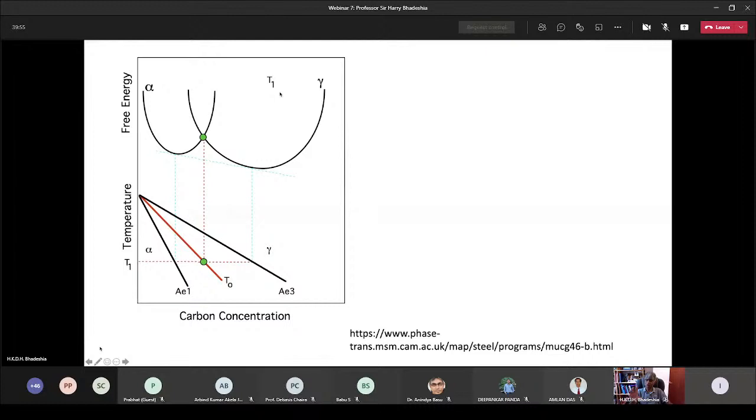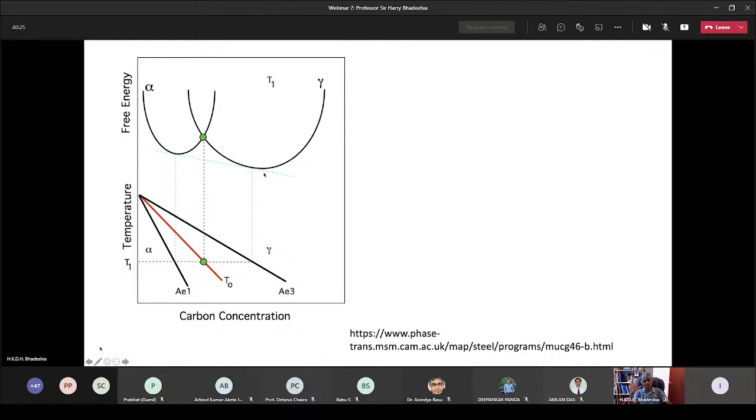I will repeat my explanation. This is the free energy curve of ferrite and of austenite at a particular temperature. And the equilibrium composition of austenite and of ferrite is given by drawing this common tangent, which touches both of these curves. And that gives us our equilibrium phase diagram, the AE1 phase boundary and the AE3 phase boundary.